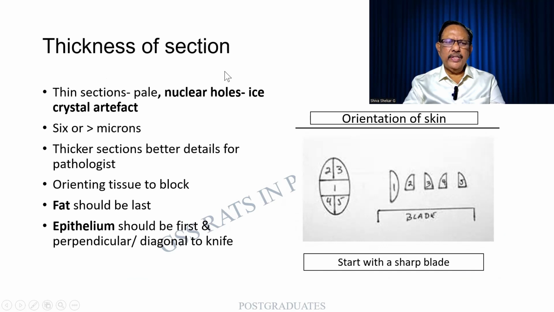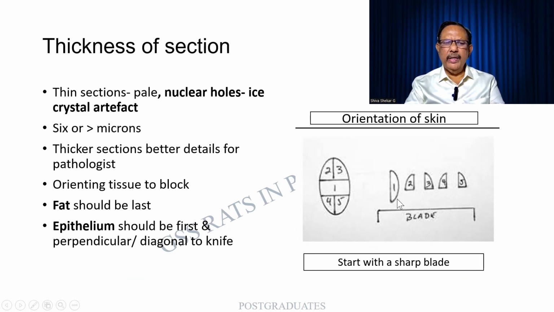The thickness of a section, we had already mentioned. You find that if it is going to be too thin, there can be nuclear holes because of the artifact. And you find that it should not be too thick also. But thicker sections can offer better details to the pathologist because of the ample amount of tissue. So this is a kind of a punch biopsy of the skin wherein one bit has been taken and that is given. And these are all the margins over here.